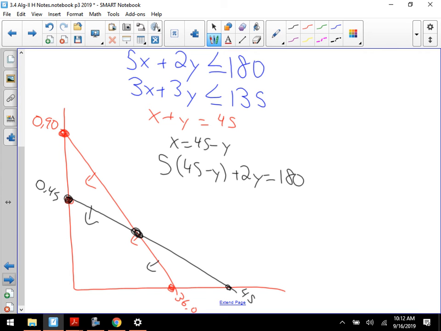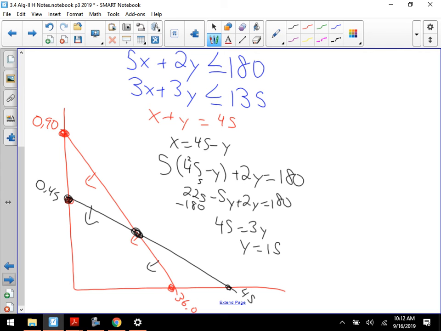225? So I move the 180 over. I think I get 45, right? Does that look right? I just did that in my head.